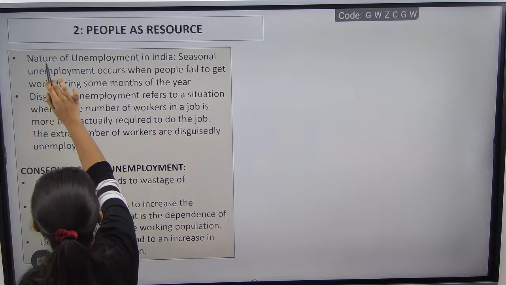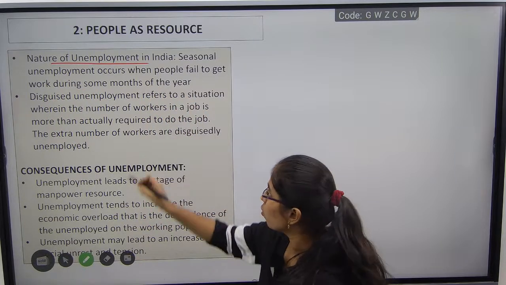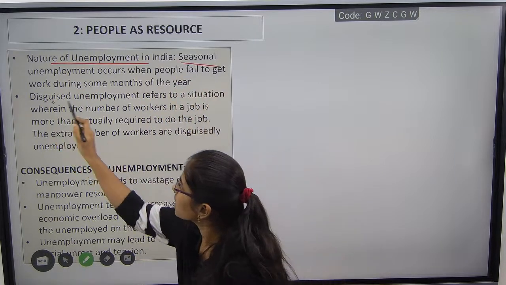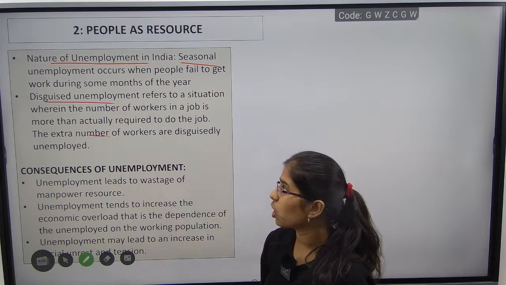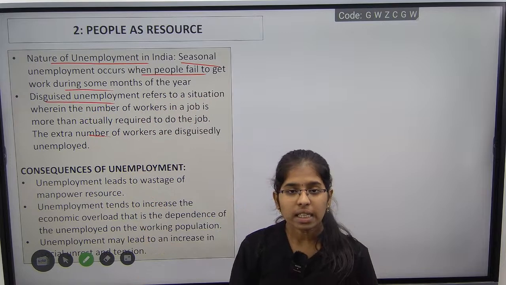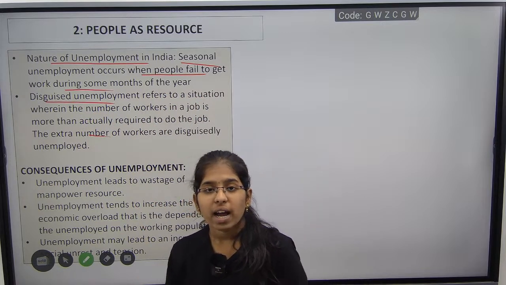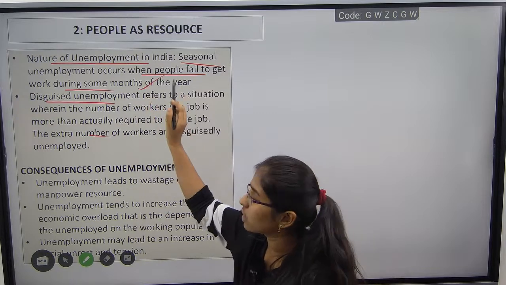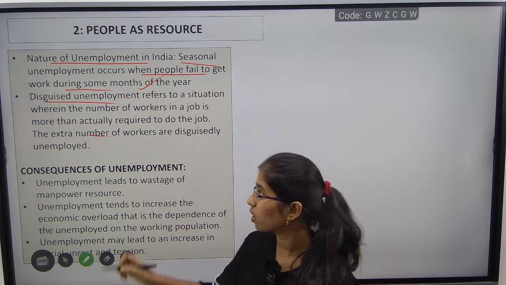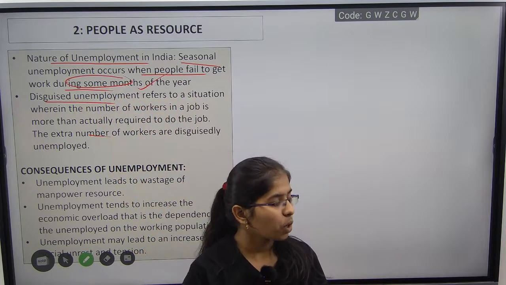And see, the nature of unemployment in India. We'll see the types of unemployment. One is seasonal and the second one is disguised unemployment. Seasonal unemployment occurs when people fail to get work during some months. That means people who get work in some months, but in other months they are not getting work, are considered seasonally unemployed.